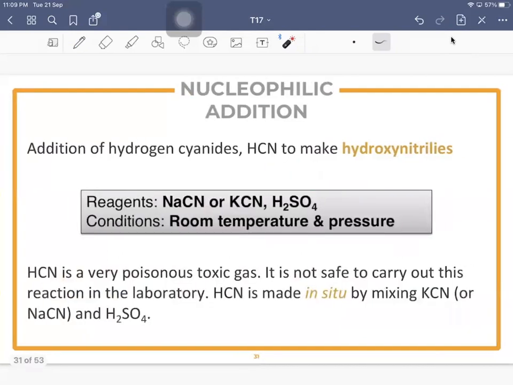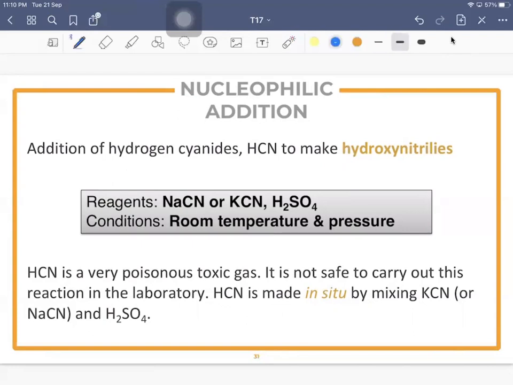So your reagents would be either sodium cyanide or potassium cyanide with sulfuric acid. Now, previously I mentioned that the reagent has to be HCN. The problem is that HCN, hydrogen cyanide, is a very poisonous toxic gas. You cannot transfer or put hydrogen cyanide in a bottle. You have to make it on the spot.